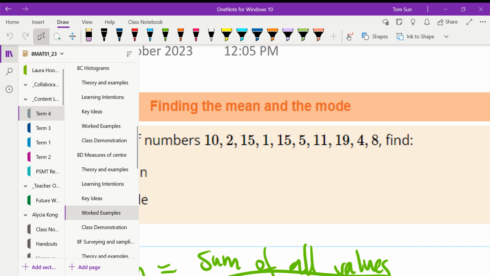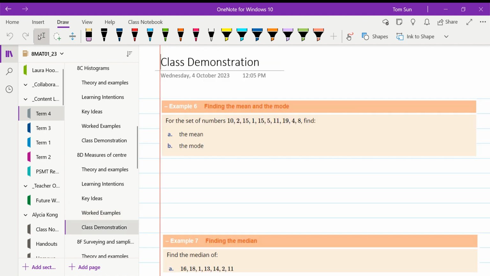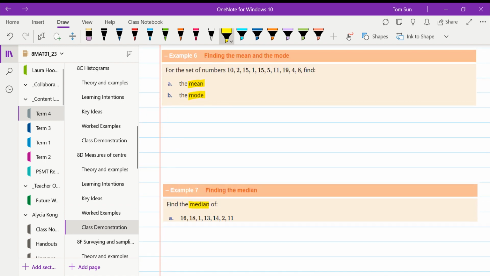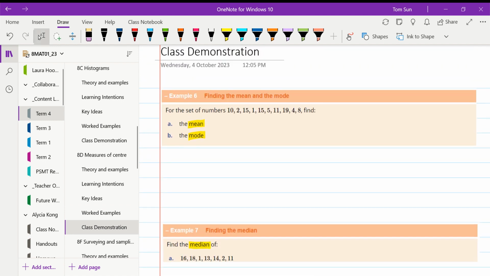For measures of center, you have a variety of different ways to approach this, because we have things like the mean, the mode, and the median. Some of you may have heard of these already, since you would have done this in the previous grade. But we're going to look at this just a little bit more.